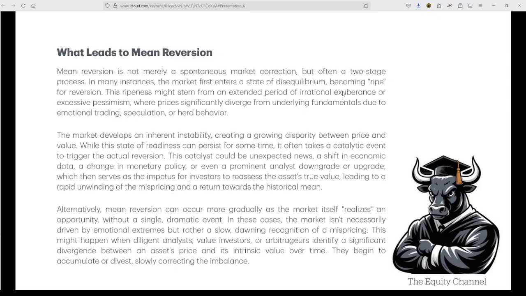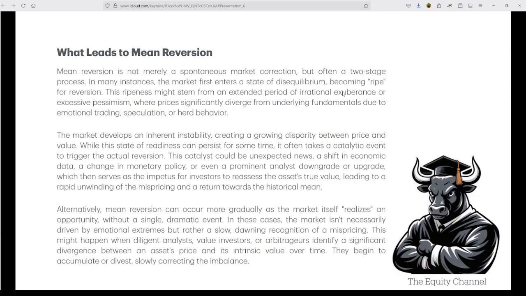Now, while this state of readiness can persist for some time, it often takes a catalytic event to trigger the actual reversion. That's what I'm talking about today. Right? The catalyst could be unexpected news. I want you to think about that one because you got some on Friday, didn't you? You got some of that unexpected news on Friday. It could be a shift in economic data, a change in monetary policy, or even a prominent analyst downgrade or upgrade, which then serves as the impetus for investors to reassess the asset's true value, leading to a rapid unwinding of the mispricing and a return towards the historical mean or the average. All right.